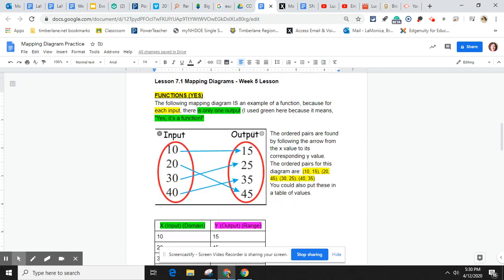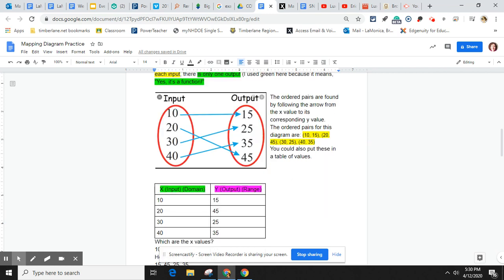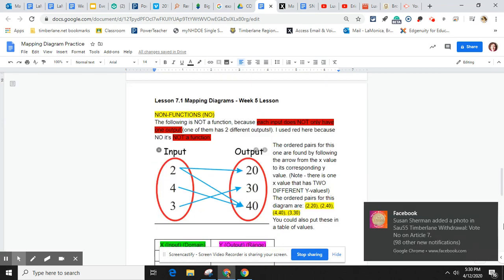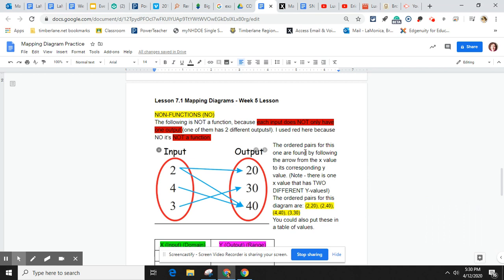So that, my friends, is an example of a function. It's a yes because each output is different for each input. Let's go and see what an example of a non-function would be. I made this in red because red means stop, kind of like no. So the following is not a function because each input does not only have one output.